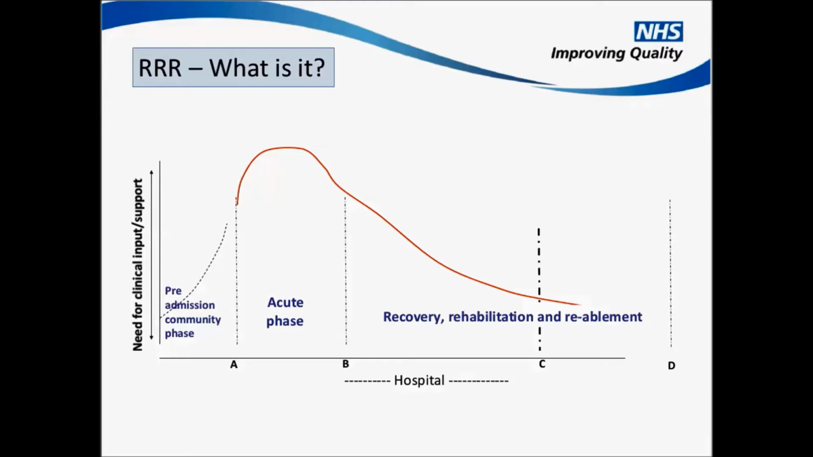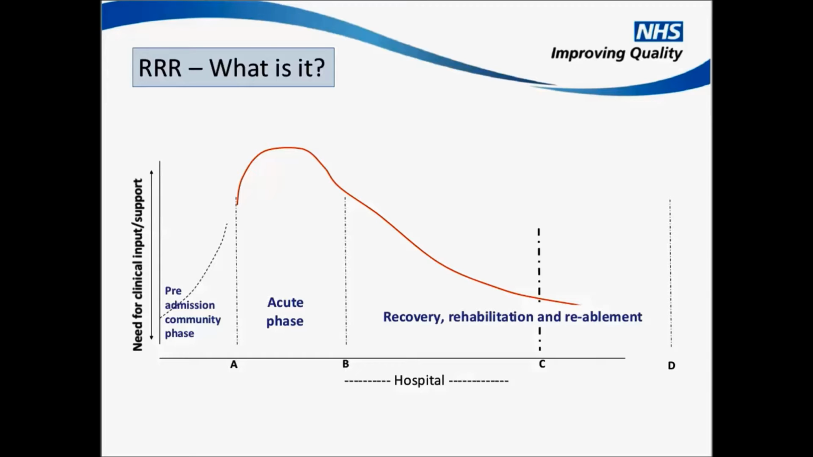So what is RRR? The idea is that a patient's pathway within acute hospital can include a number of different phases. The first phase might be considered the pre-admission community phase. So this is your outpatient appointment. It might be step-up services. It could be GP services referring you into acute hospital. So before you get to the acute hospital itself.